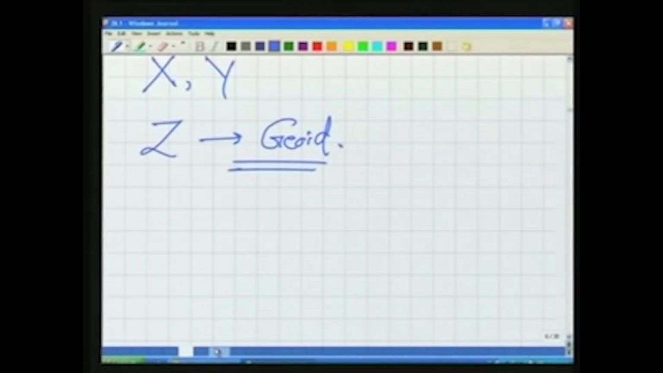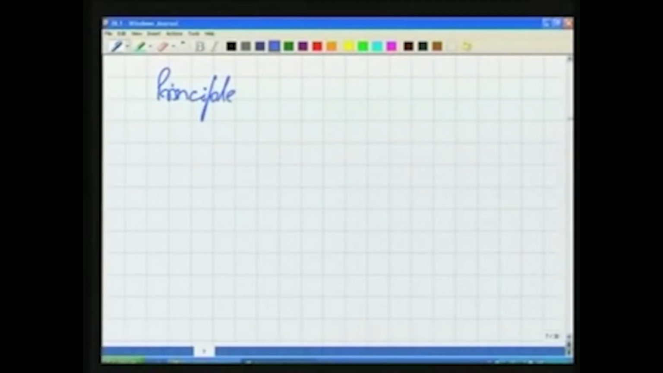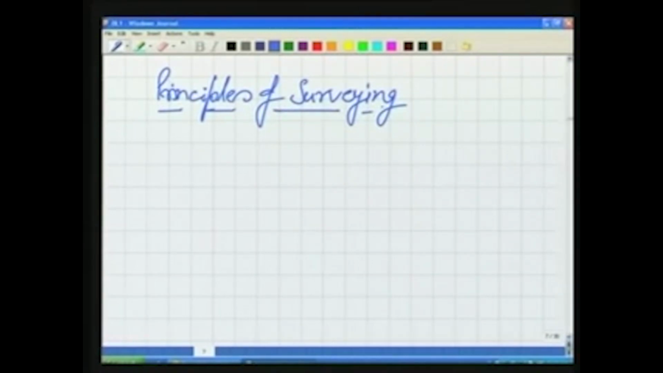What we will do today? Today we will start our discussion with some principles of surveying. Now, what is the meaning of this? The principles of surveying means there are some things which we should keep in our mind always whenever we are doing surveying. And in order to explain all those things, I will give you one example and we will start with that example.